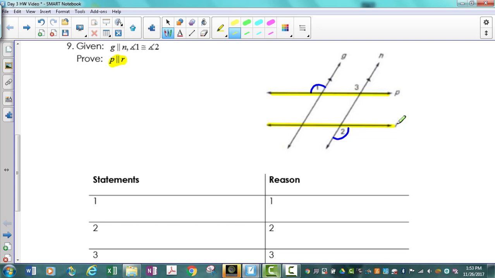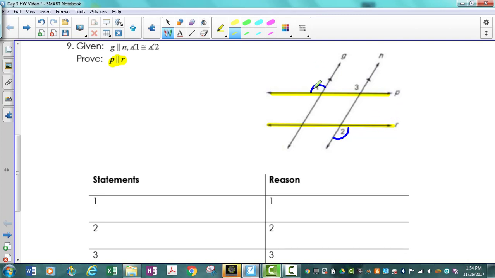So I need to think about how I prove that lines are parallel. Well, the way to prove that lines are parallel is by showing that a set of congruent angles form a special relationship, such as alternate interior angles or alternate exterior angles or corresponding angles being congruent, or same side interior angles being supplementary, or same side exterior angles being supplementary. So remember, I was given that line G and line N are parallel, and I have P and R are both lines that are transversals.